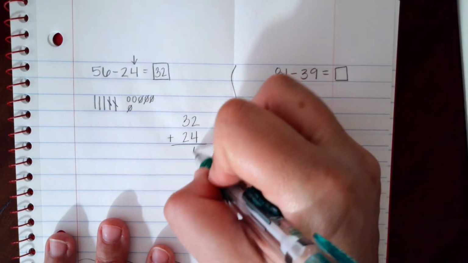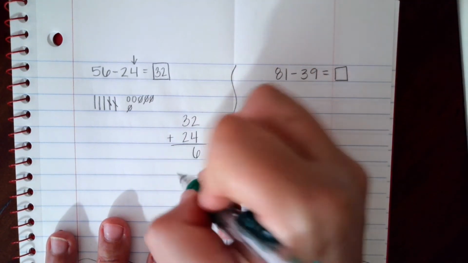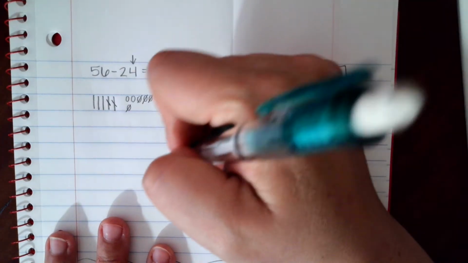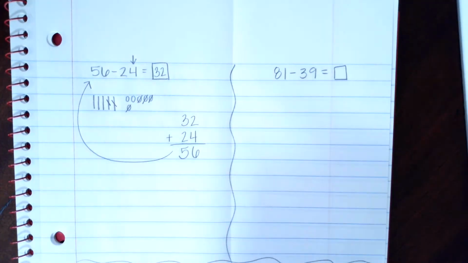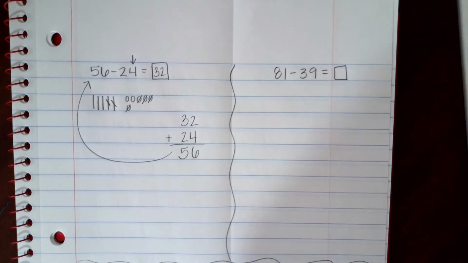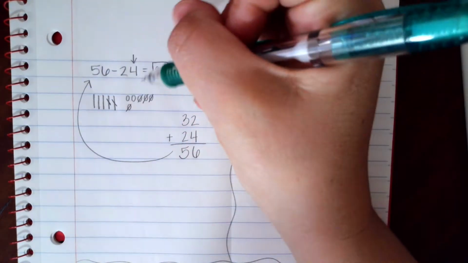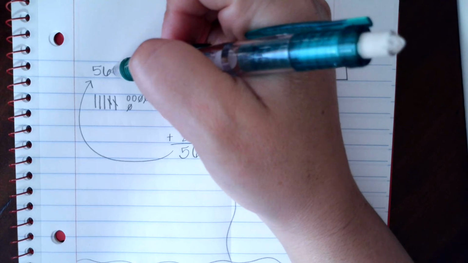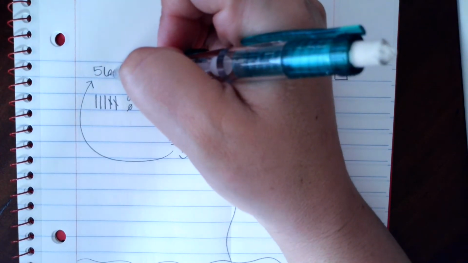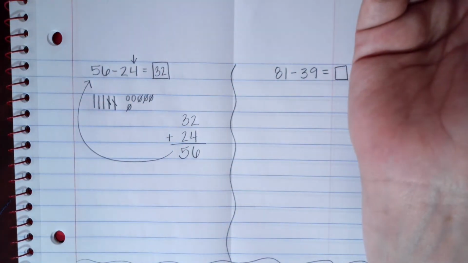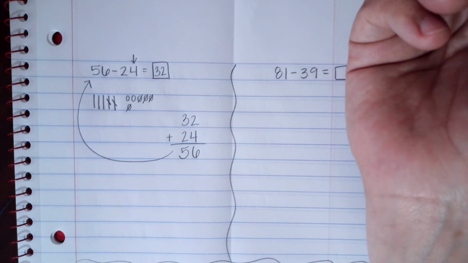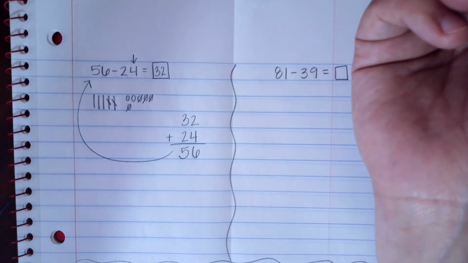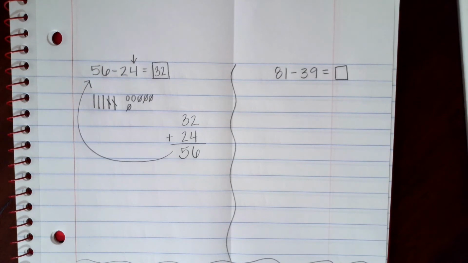2 plus 4 is 6. 3 plus 2 is 5. 56. So you don't always have to exchange. If the ones that you are subtracting are less than the ones that you are starting with, you don't have to exchange. So you always want to double check to see if you can do it before you actually start exchanging.